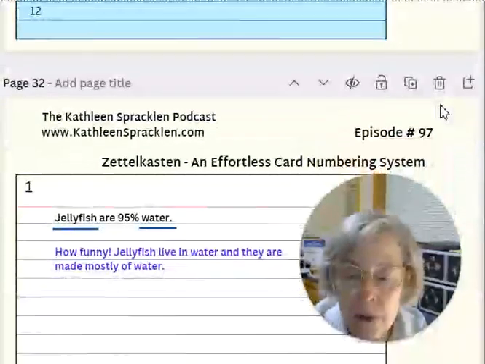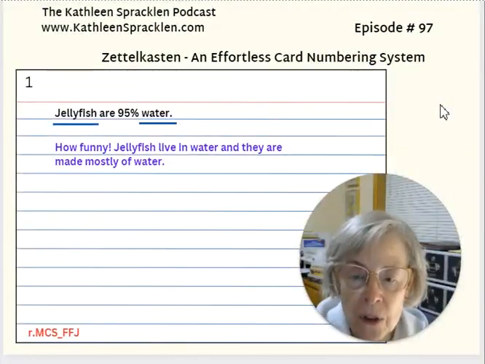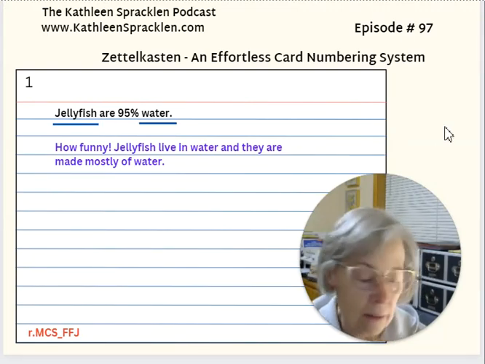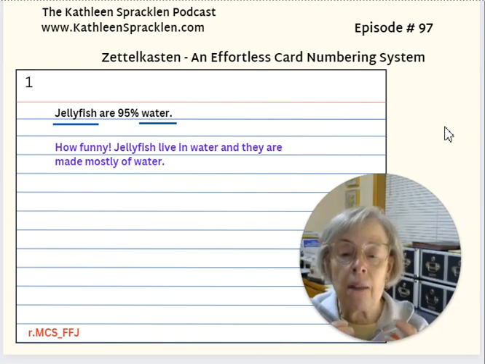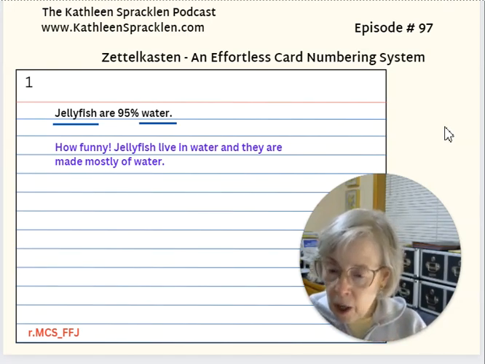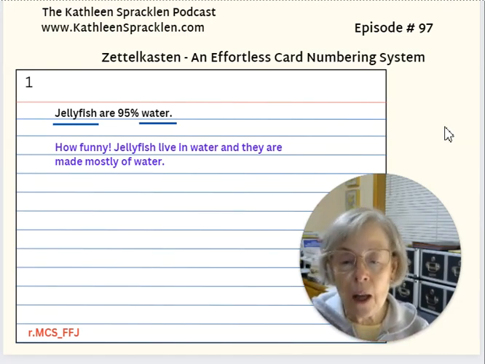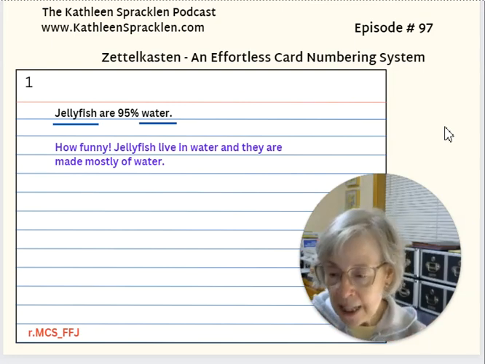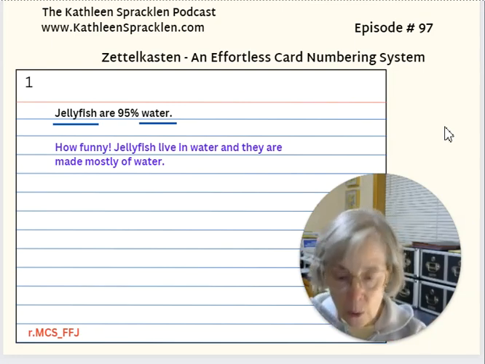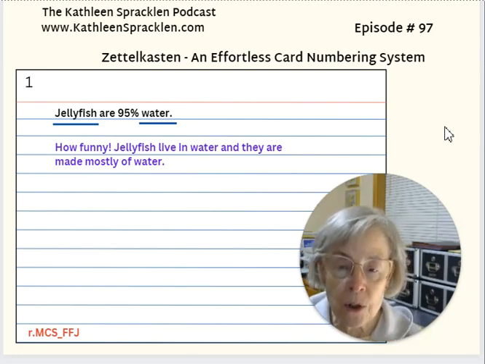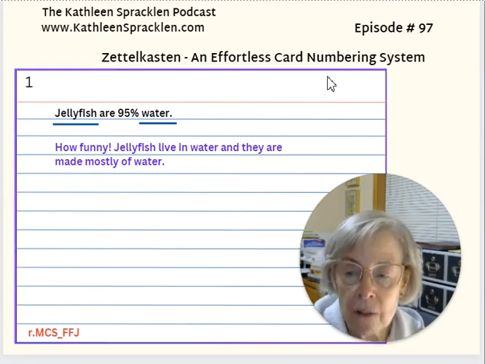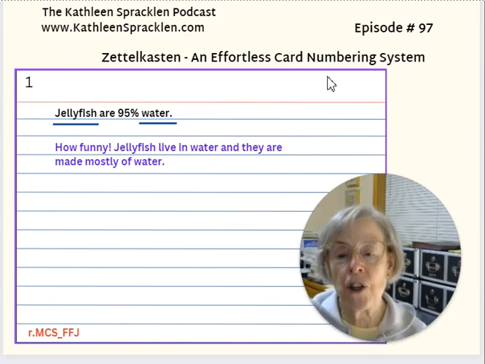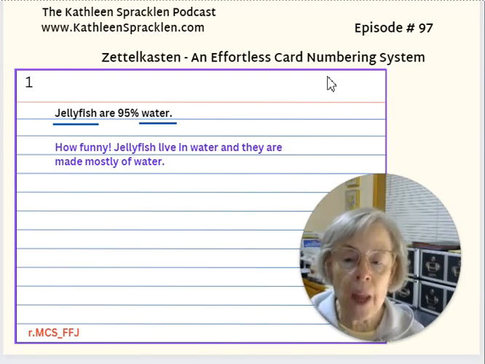Say you have your first card. Now these are super simplified because I don't want us thinking about what's on the card. I want us thinking about where the card's positioned with respect to one another and the numbering system itself. So that's really all I want you to focus on right now. So our first card: jellyfish are 95% water.